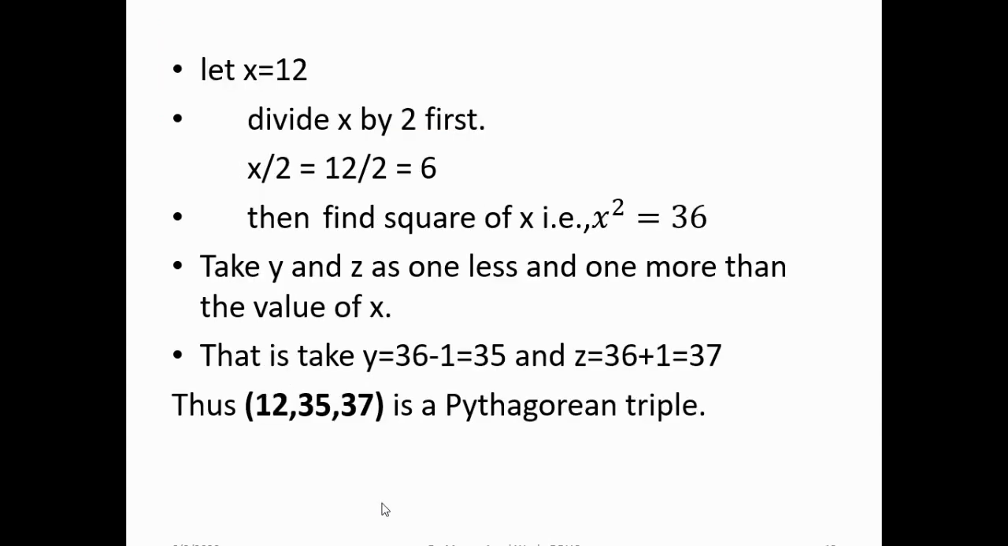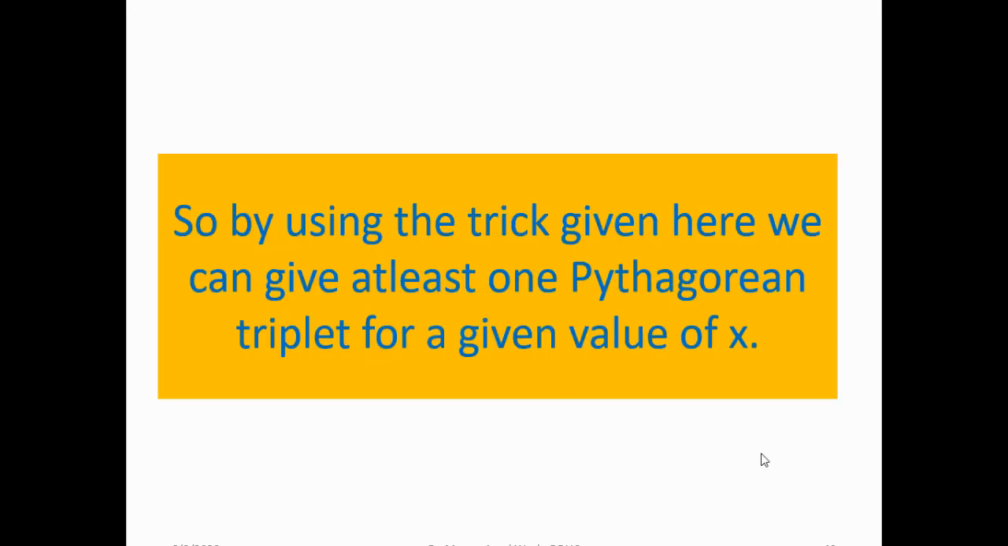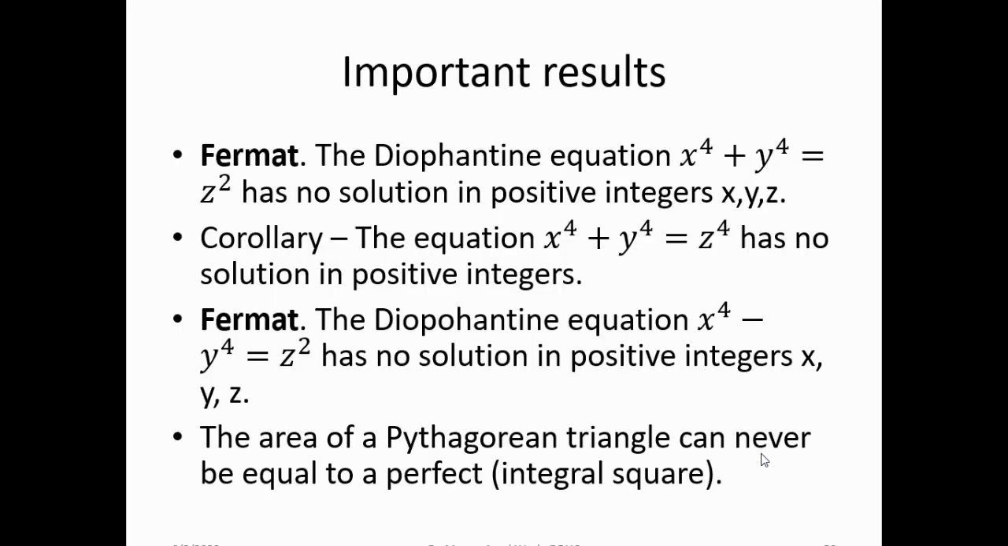Consider the second example. If x is 12, divide x by 2, we get 6. Find its square, we get 36. Take y and z as 1 less and 1 more, that is 36 minus 1 will be y and 36 plus 1 will be z. So 12, 35, 37 is a Pythagorean triple. So by using the trick given here, we can give at least one Pythagorean triple for a given value of x. Let us see a few more important results.